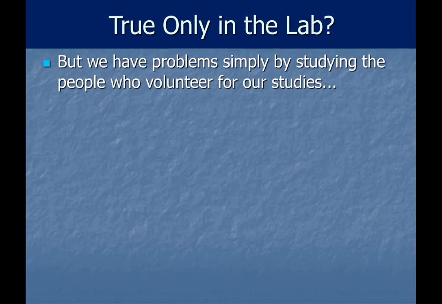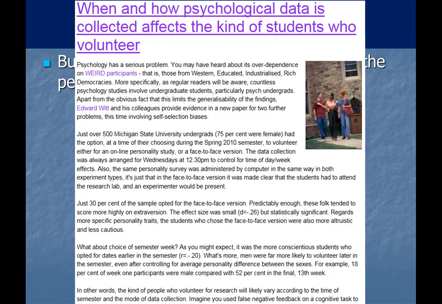However, we also have some other problems creeping in here. We have problems simply by studying the people who happen to be willing to volunteer for studies. So here's an example of this. This is a study back in 2010. We had known for a while about the weird participants issue, that's a problem, so we have gotten better about that. But someone found there's also an issue with how and when people decide to volunteer for our studies.